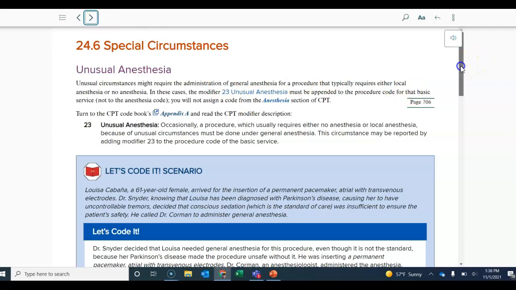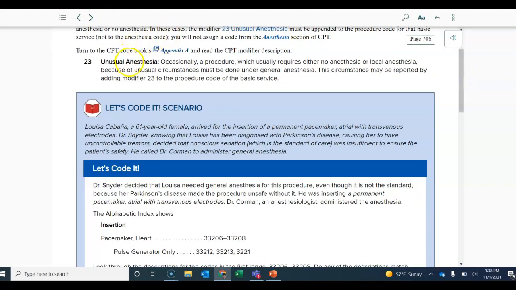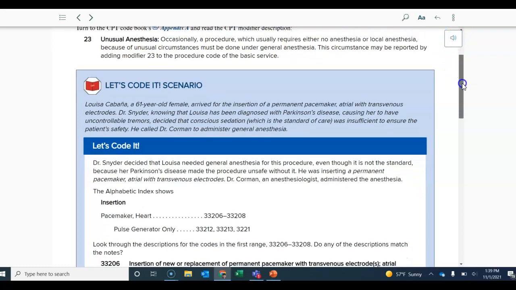So here's some of those modifiers. Let's say there's unusual. I'll give you an example of this one. When I had my C-section, usually C-section is a regional anesthetic. My epidural would not take, so they had to put me under general anesthesia. So that would be unusual. There's an example.